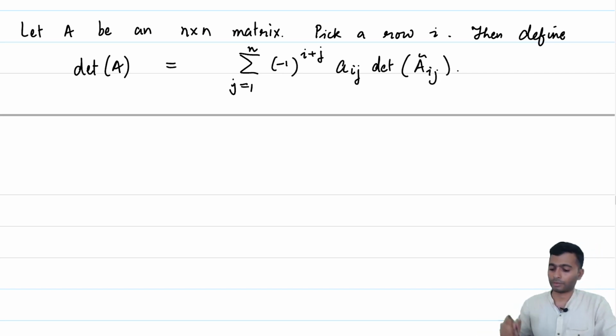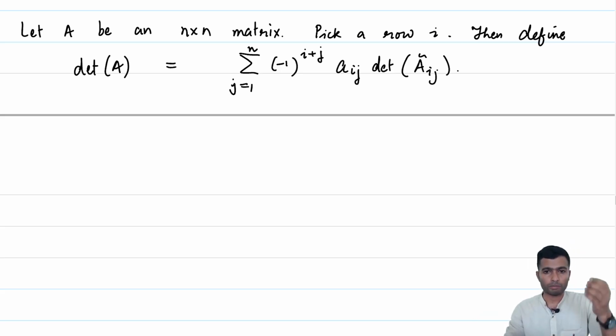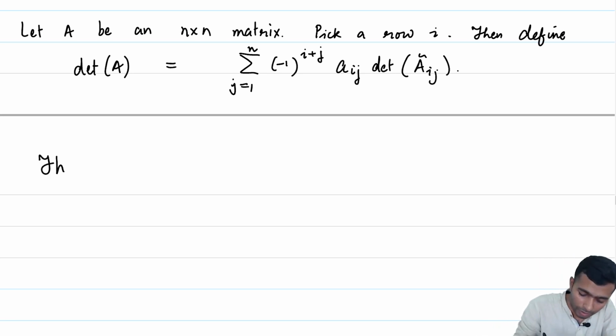A_ij tilde. So, you pick a row i and then look at row i and column j removed, look at the minor, take the determinant. We know it is an n minus 1 cross n minus 1 matrix. So, assume that it has been defined up to order n minus 1, then determinant of A_ij tilde has already been defined and it makes sense. And then you look at this expression. This is called the determinant of A. So, this expression is called the cofactor expansion.